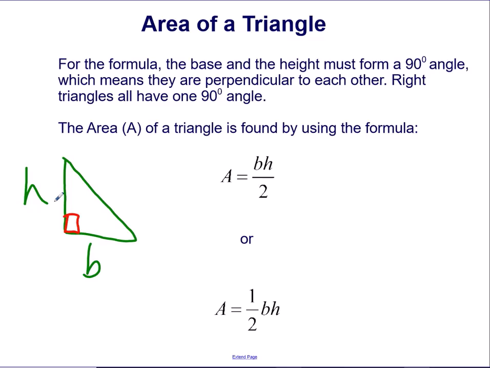I can write the formulas two ways. I can write area equals base times height divided by 2. Or I can write it this way where I have area equals 1/2 times the base times the height.